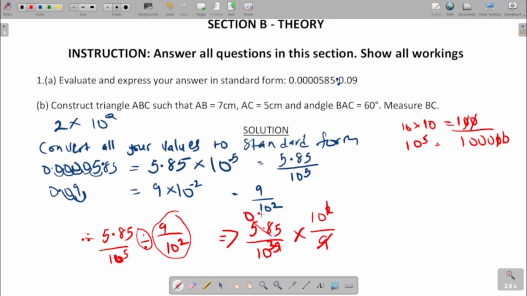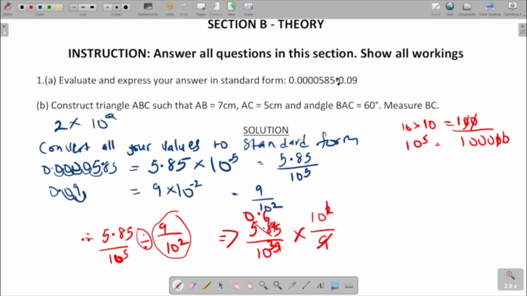So 58 divided by 9. 9 divided into 58 gives us 54. When you press your calculator, you have 6 point something. So it means that 9 times 6 will give us 54. We have our 6 here. We have a remainder of 4.